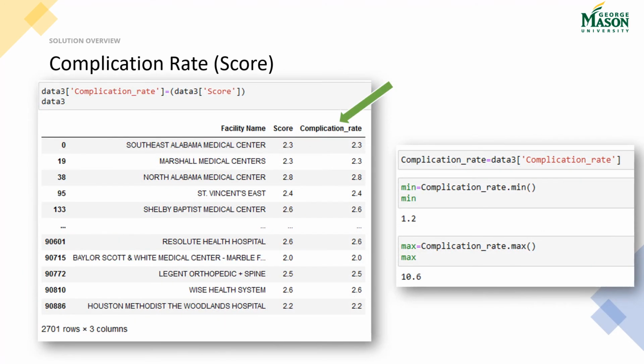Next, we create a new column for the complications rate as our question asks us to create a histogram for the rate of complications for hip and knee replacement. We also find the minimum and maximum value for the complication rate column that we just created.